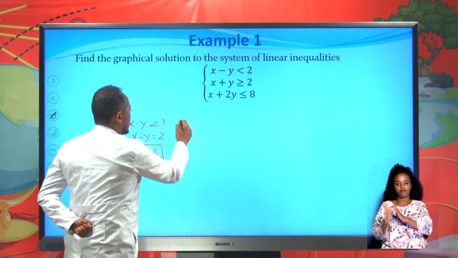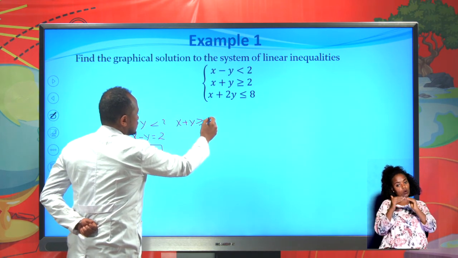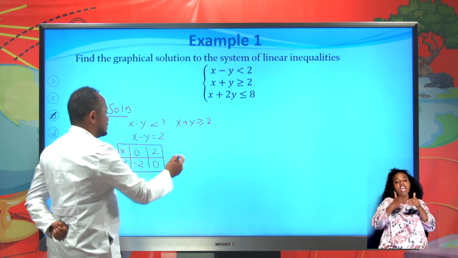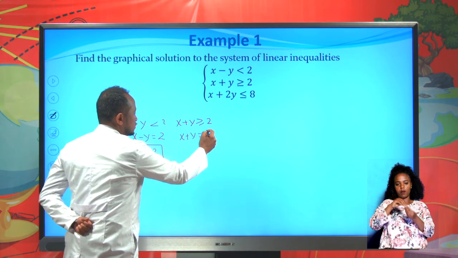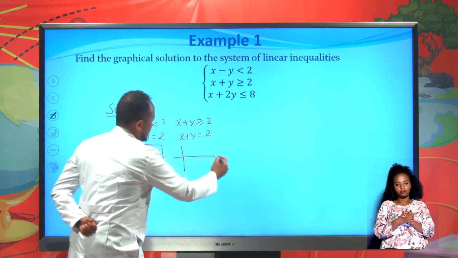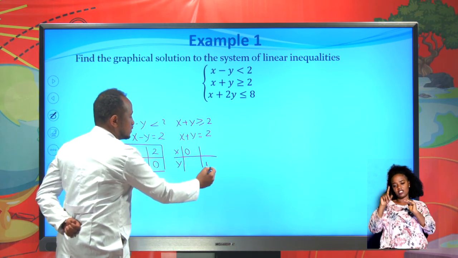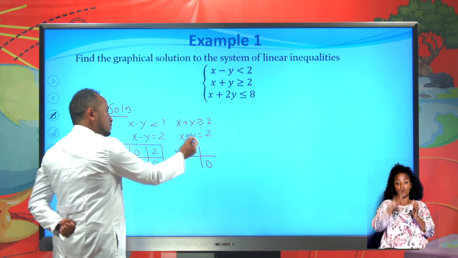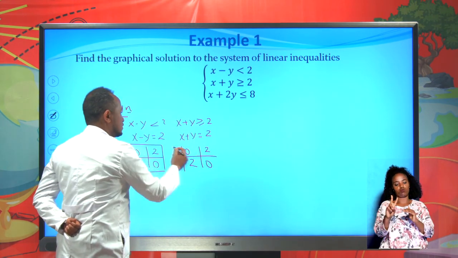And here we have x plus y greater than or equal to 2. To draw the graph of this also, we need a boundary line. So change this into equation, x plus y is equal to 2. And then prepare a table for this one, x and y. Take the intercepts only, when the value of x is 0 and when the value of y is 0. When x is 0, y will be 2. And when y is 0, x also 2.